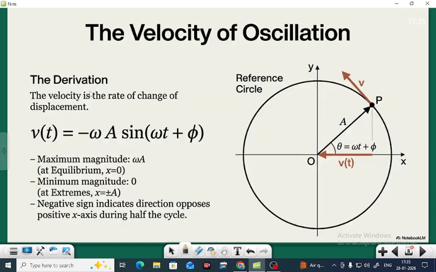Velocity of oscillation, the derivation. The velocity is the rate of change of displacement. So v(t) is equal to minus omega A sin(omega t plus phi). Maximum magnitude is omega A. At equilibrium, x equal to 0, velocity is maximum. At the extremes, x equal to plus or minus A, velocity is minimum. The negative sign indicates direction opposes the positive x axis during half the cycle. This is the reference circle.